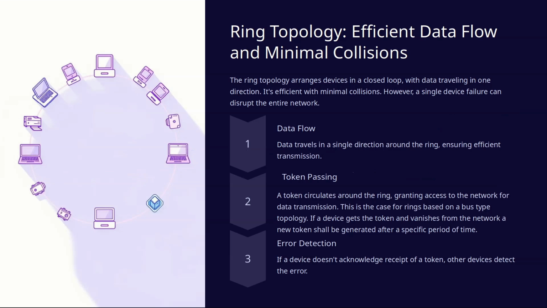Then there's the ring topology. This allows efficient data flow and minimal collisions. The ring topology arranges the devices in a closed circle or loop with the data traveling in one direction. It's efficient with minimal collisions. However, if a single device failure occurs, it can disrupt the entire network.